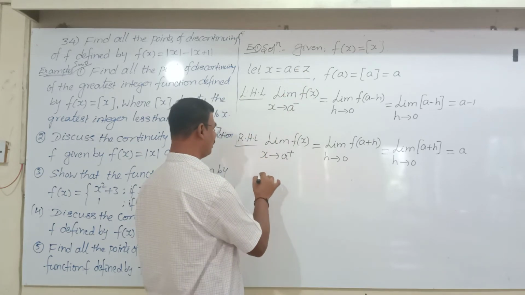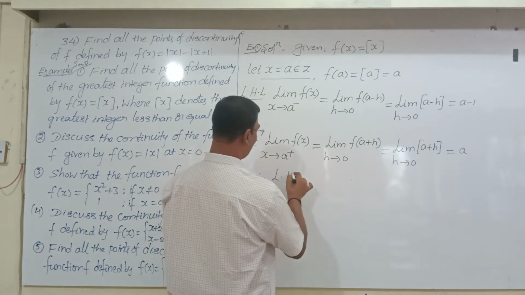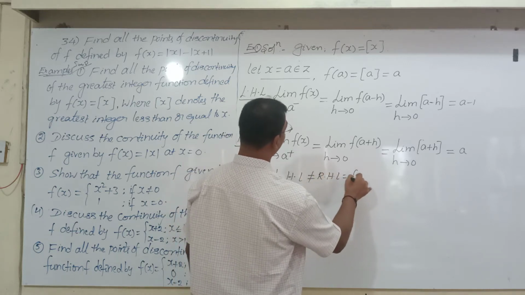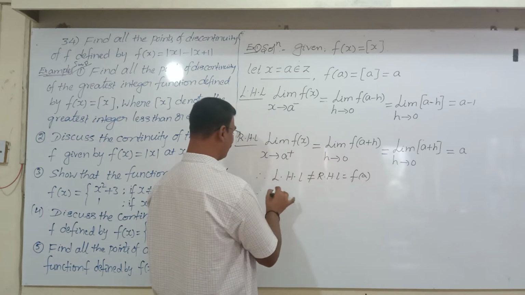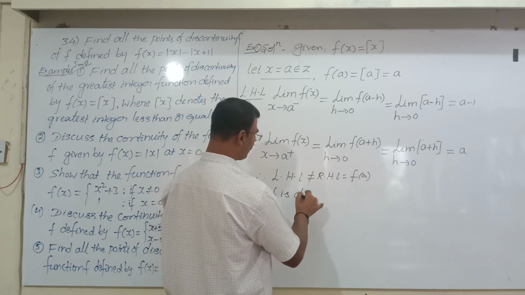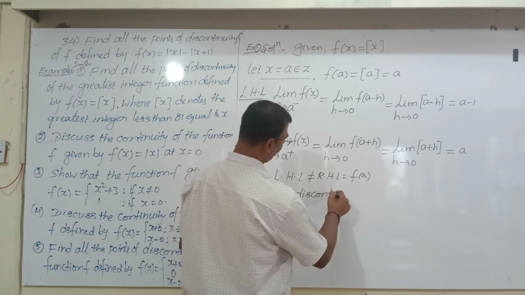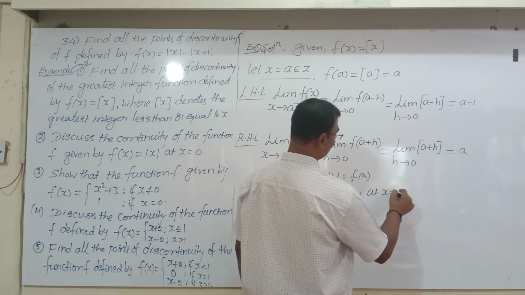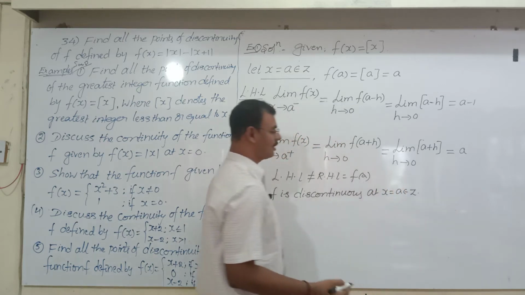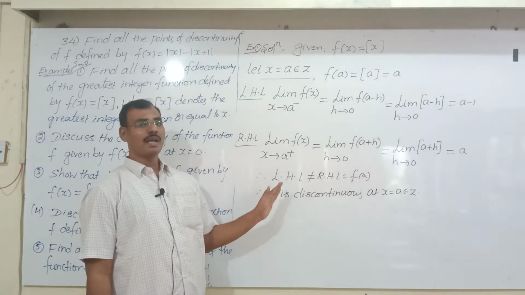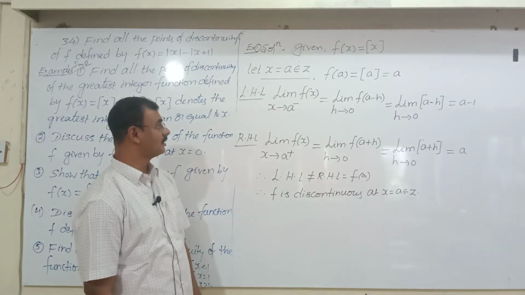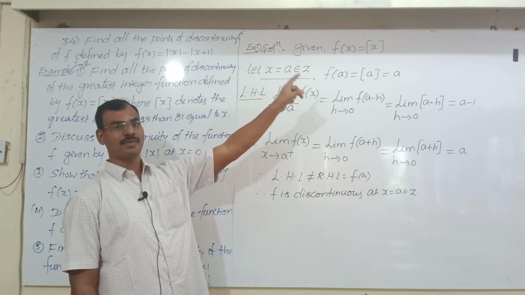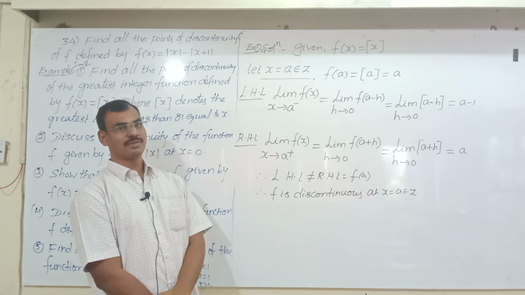So we can write, we observed here, therefore left hand limit is not equal to right hand limit, that is equal to f of a. Hence f is discontinuous at x equal to integer values, at x equal to a belonging to the integers. For every integer, we keep these things in our brain. For all integers, the greatest integer of x is a discontinuous function.